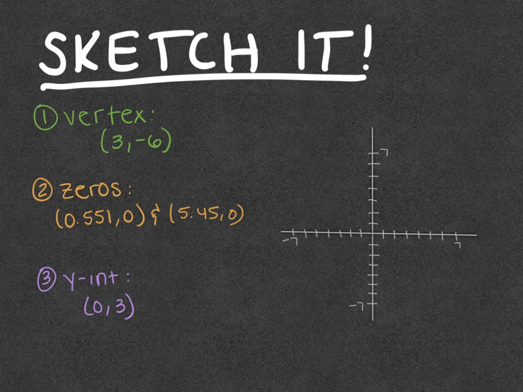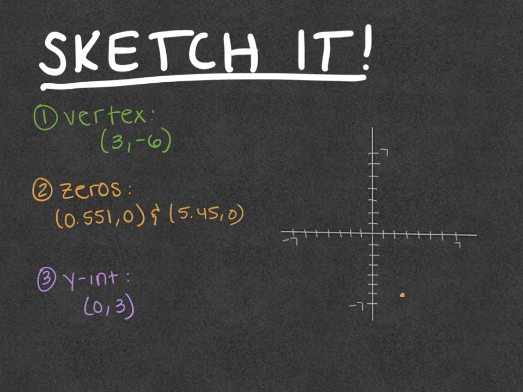So now that I have all of the pieces, it's really easy to do a sketch of this quadratic. I'm going to start with the vertex and plot (3, -6). So (3, -6) on graph paper. Obviously, it's going to be a lot neater, but we'll work with what we've got.